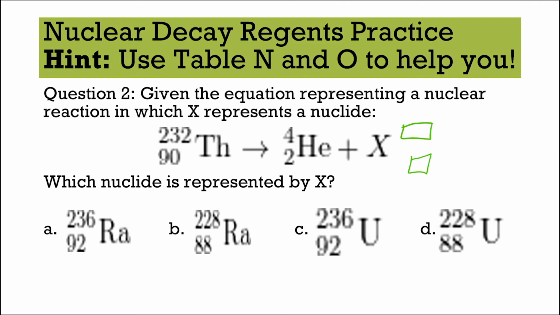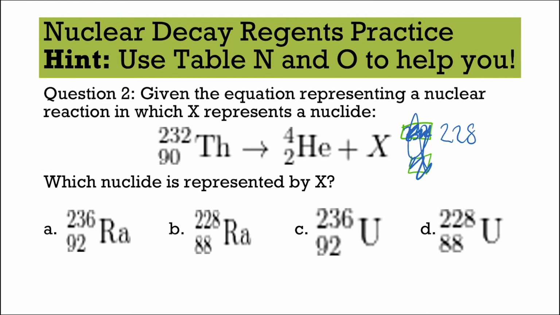Well, I have to make sure that the masses are conserved. So the top number of that X plus 4 would have to equal 232. So 232 minus 4 is 228. Yes. Okay. So that would be the top number.